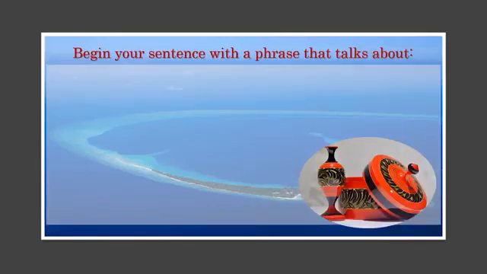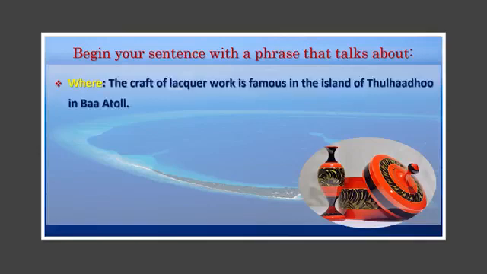Here we see a traditional craft that is very unique to us. In this sentence, you will try and isolate the phrase that talks about where, a place. The craft of lacquer work is famous in the island of Thuladhoo in Baa Atoll. So which phrase talks about where? Take that phrase out and rewrite the sentence with that phrase at the beginning and the rest of the sentence after that.